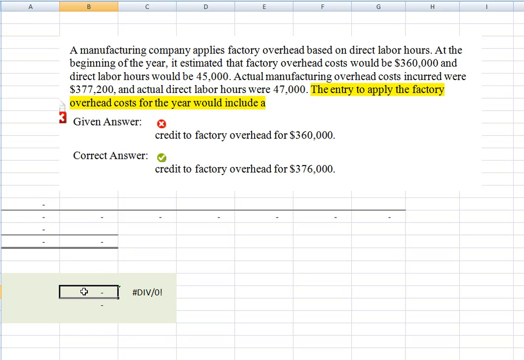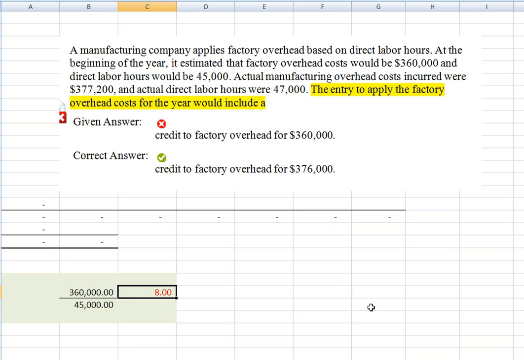I can take my division, take the 360,000, and I'm going to divide that by 45,000. And I'll get an answer of $8 per hour. So for every direct labor hour, I'll apply $8 of factory overhead.